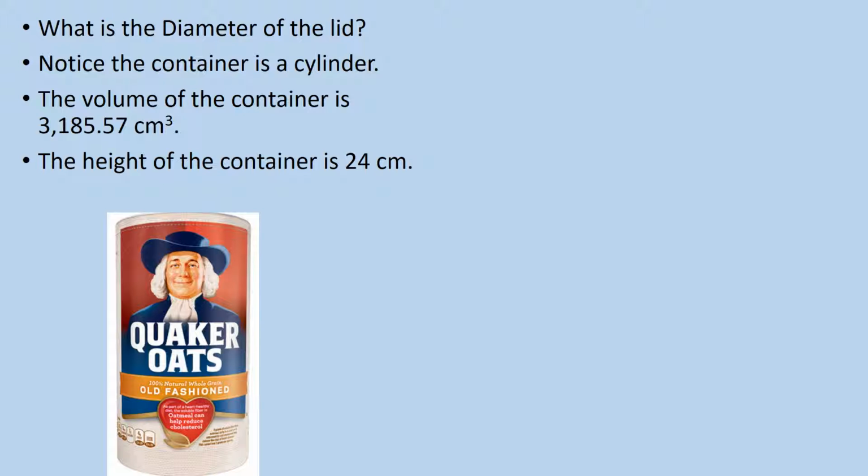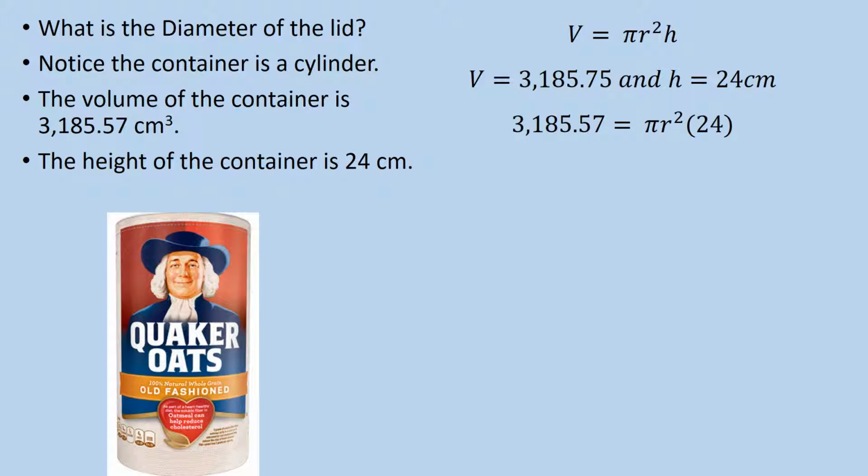Again, notice that the container is a cylinder. We know the volume, we know the height. Let's get started. There's the formula for the volume of the cylinder. Notice it's the base, pi r squared, because the base is a circle, multiplied by the height. What do we know? We know the volume and we know the height. I'm going to plug that in.